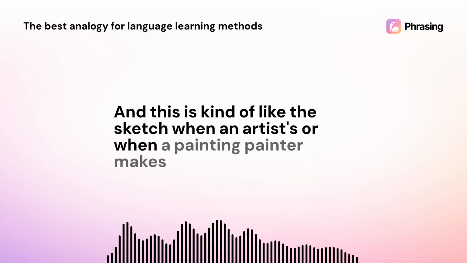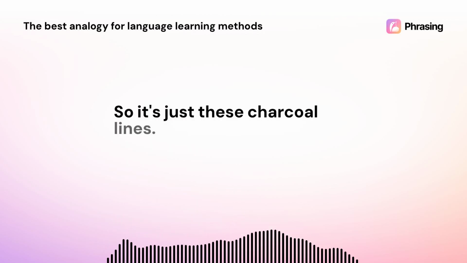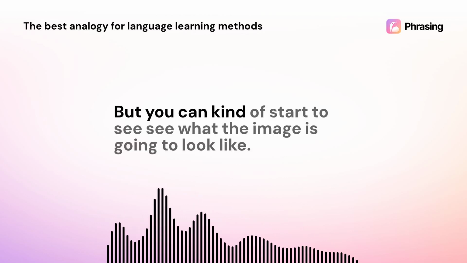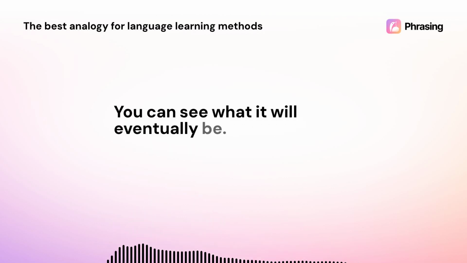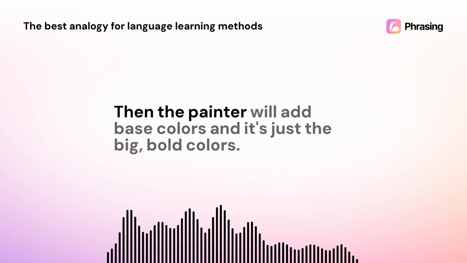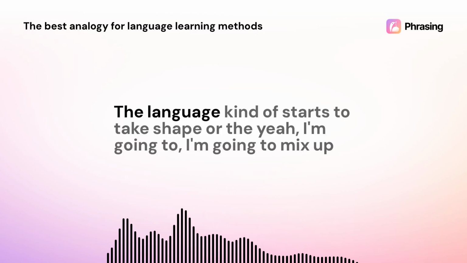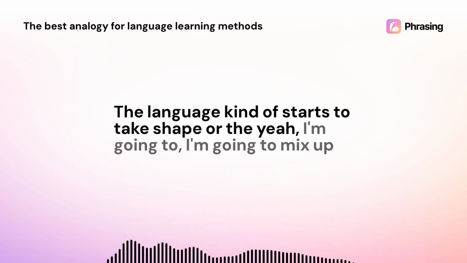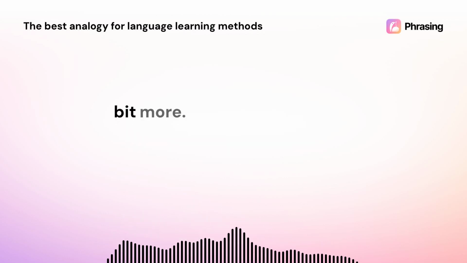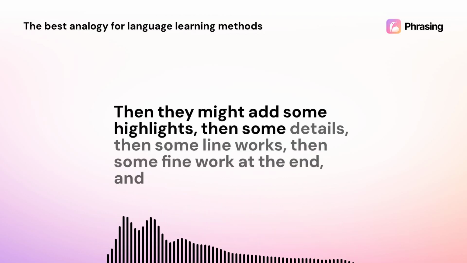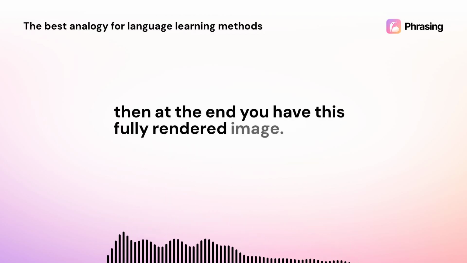When an artist or when a painter makes a painting, they first sketch it out. So it's just these charcoal lines. It's just the vague shape, but you can kind of start to see what the image is going to look like. You can see what it will eventually be. Then the painter will add base colors, and it's just the big, bold colors. The language kind of starts to take shape a little, I'm going to mix up saying the language with the painting, but the painting starts to take shape a little bit more. Then they might add some highlights, then some details, then some line work, then some fine work at the end, and then at the end you have this fully rendered image.